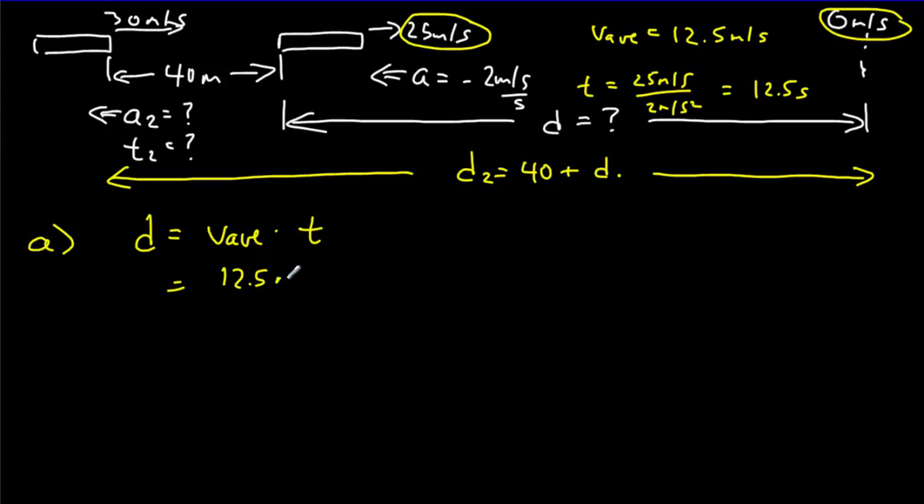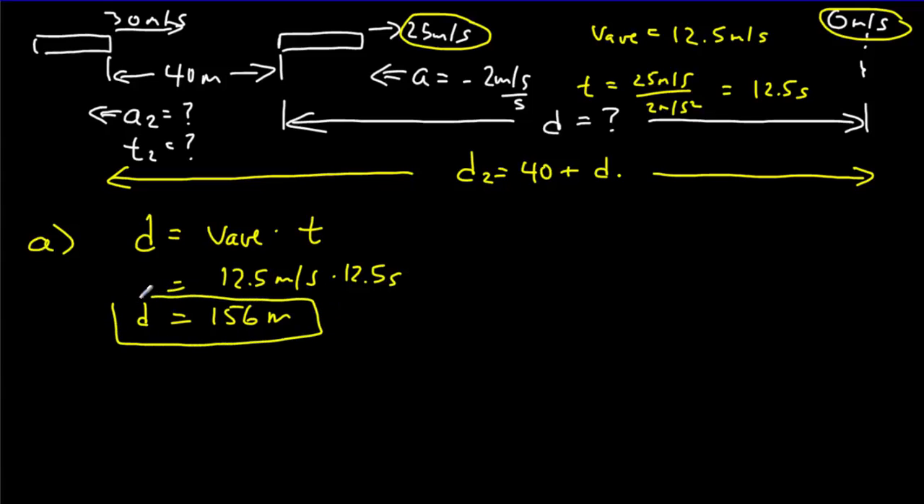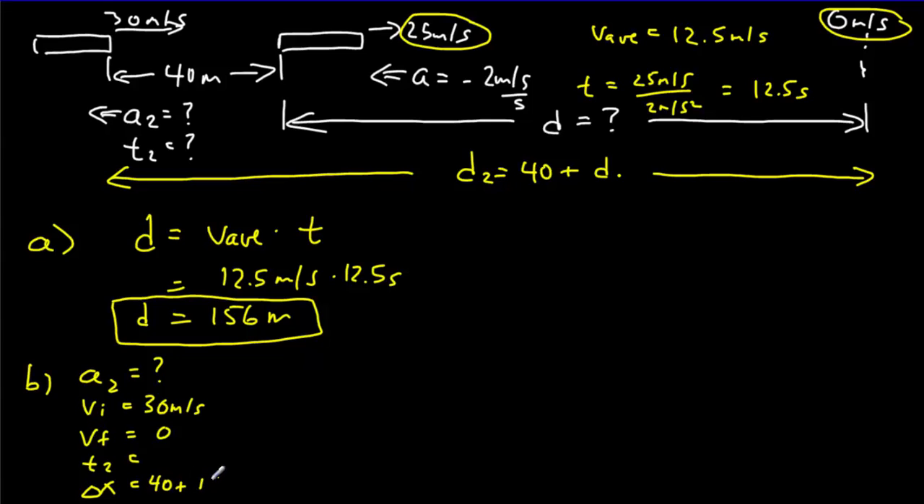So 12.5 meters per second times 12.5 seconds gives 156 meters as the stopping distance in part A. Part B, we're looking for the acceleration of the second car. That's the a2. Well, let's try a variable list. Vi, initial speed, was 30 meters per second. Vf was 0. It comes to a stop. The amount of time, I'll call that t2. And the delta x is just going to be 40 plus d, but we now know d. 40 plus 156 equals 196 meters.